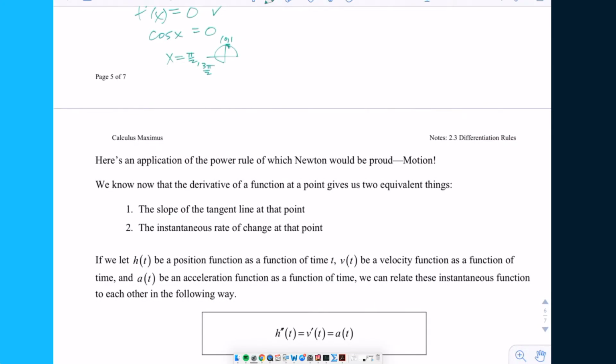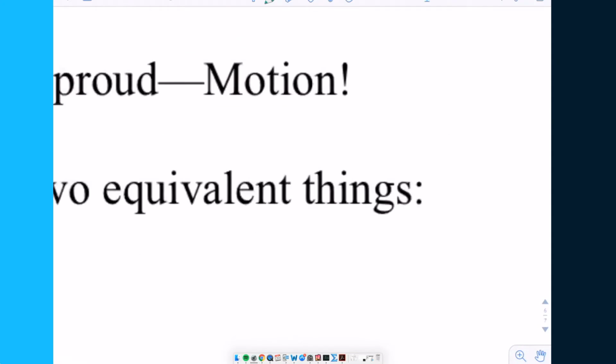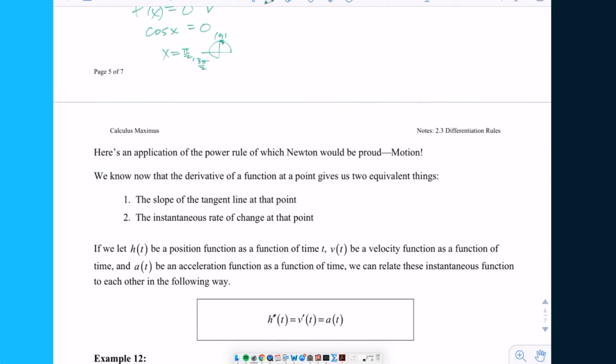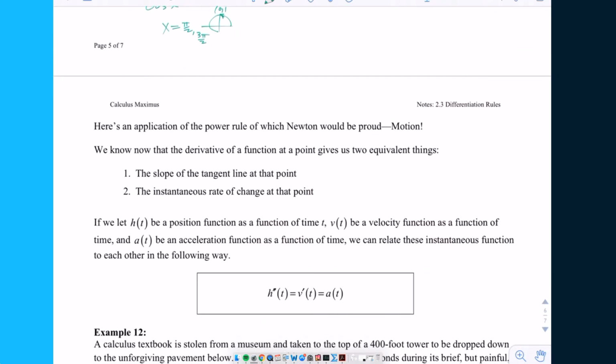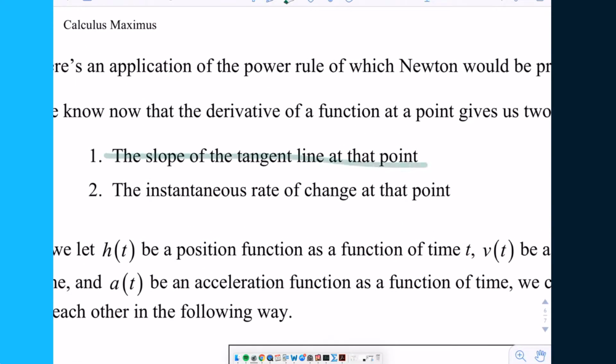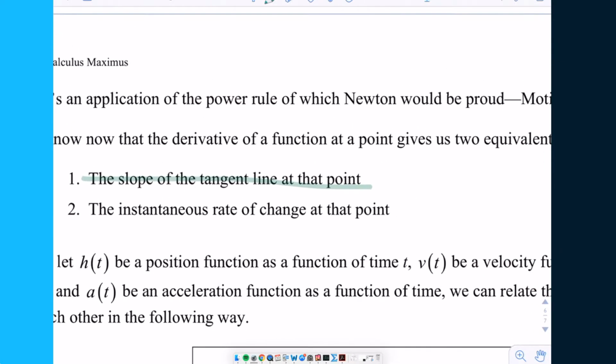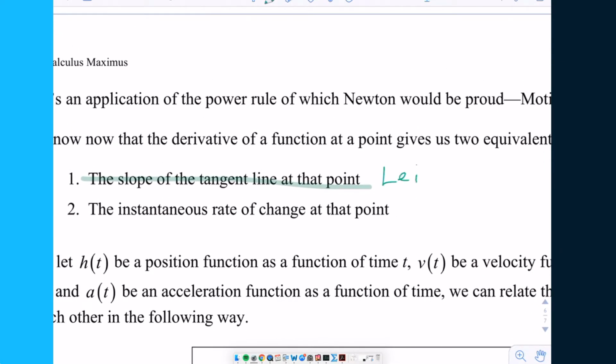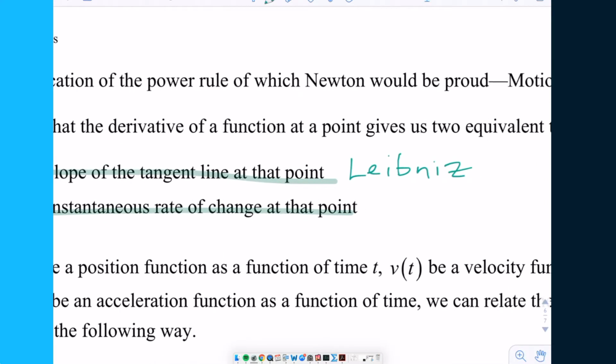Here's an application of the power rule of which Newton would be proud. Motion. Motion. Motion. All right, so just to reinforce it again, the derivative of a function gives us two equivalent things. The slope of the tangent line at the point. Whose perspective was that? Leibniz. And the instantaneous rate of change at that point.